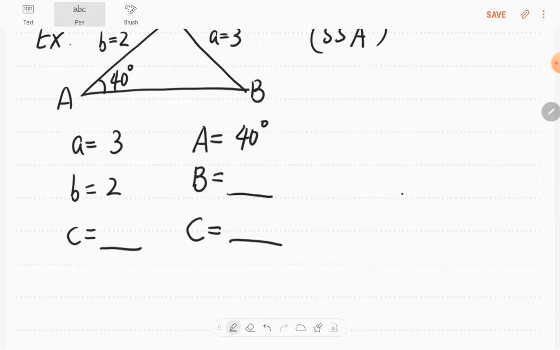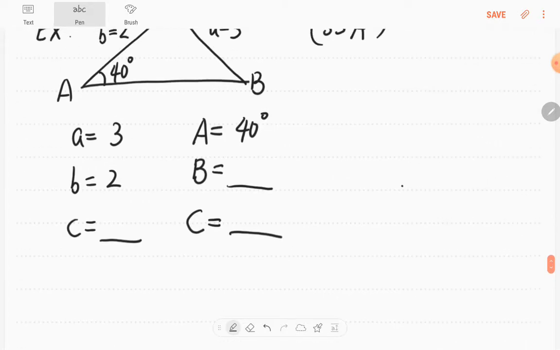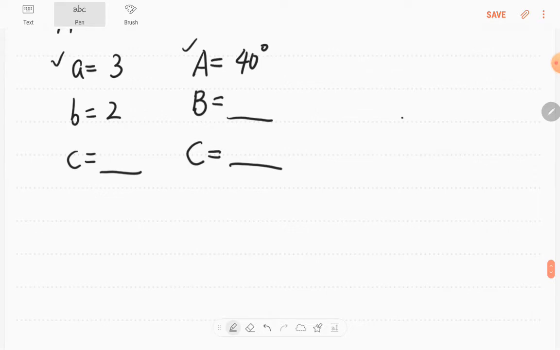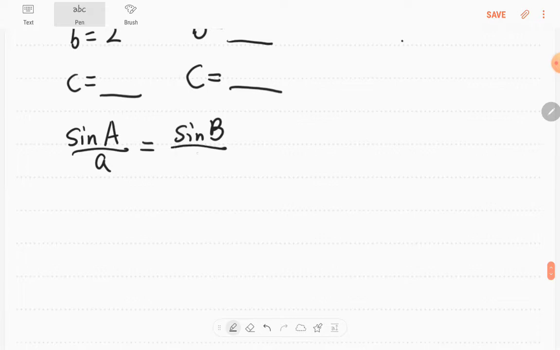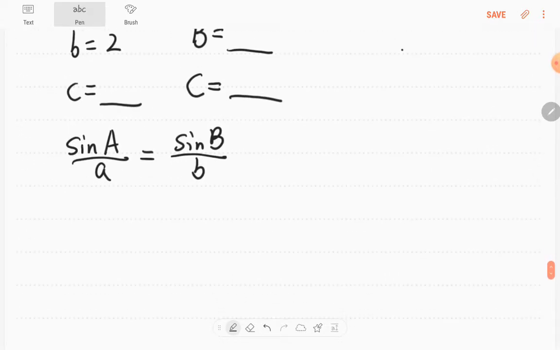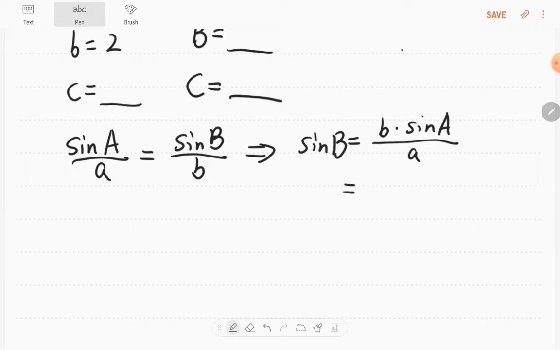So here is one thing. Since we know this opposite side and the opposite angle, we can use the law of sines to calculate angle B. If we know angle B, then we can calculate angle C. So we use the law of sines: sine A over side A is equal to sine B over B. We know side B, so sine B is equal to B times sine A over side A. We plug in the numbers, so it would be 2 times sine 40 degrees over 3.